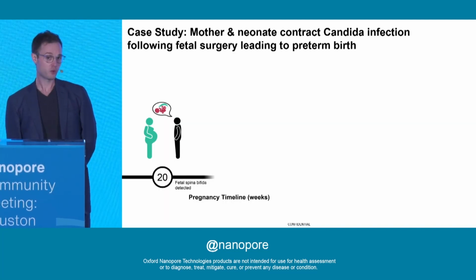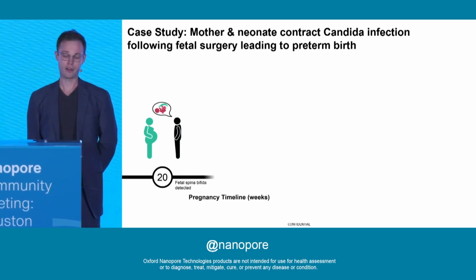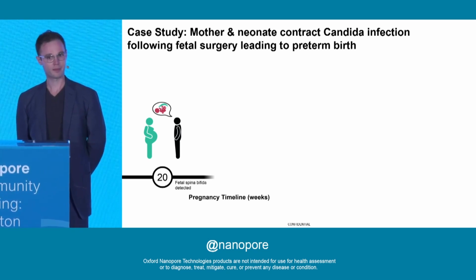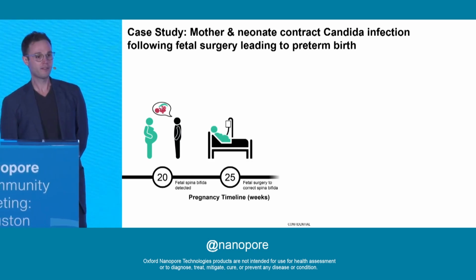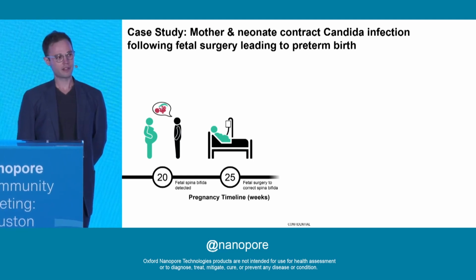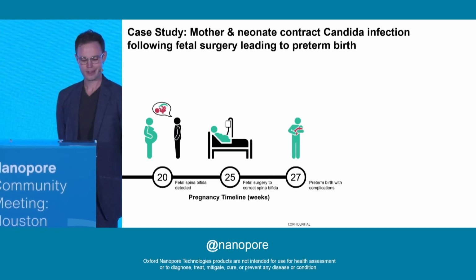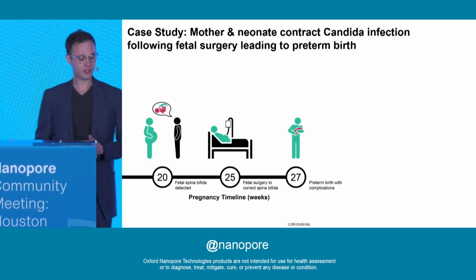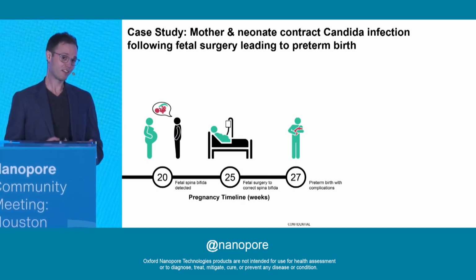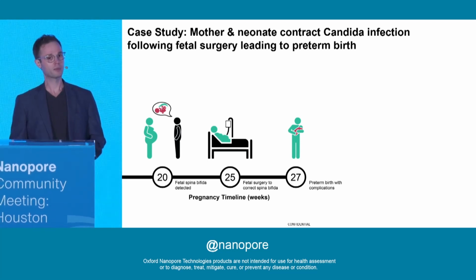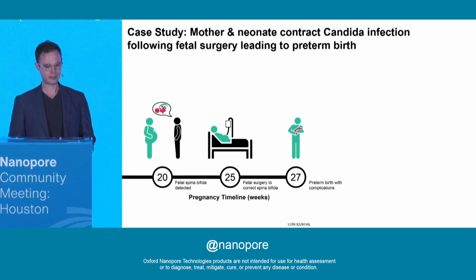Our case starts at 20 weeks gestation with the discovery of a fetal neurological tube defect, spina bifida. At 25 weeks, the mother and fetus successfully underwent surgery at Texas Children's to correct this defect. However, shortly thereafter, the mother began experiencing significant abdominal pain, went into preterm labor, and delivered at only 27 weeks.